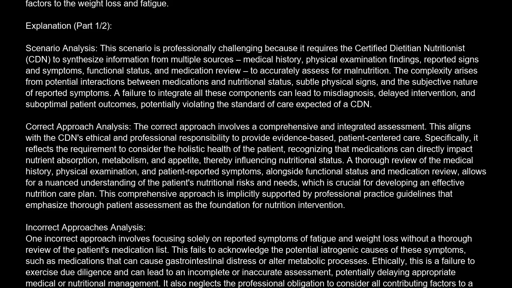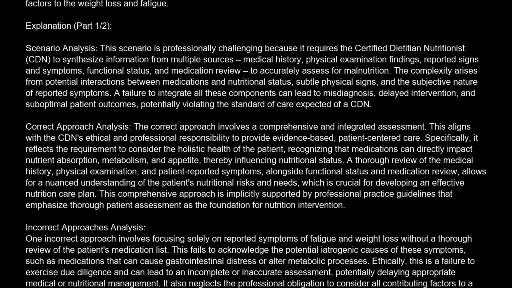Explanation. Scenario analysis. This scenario is professionally challenging because it requires the certified dietitian nutritionist, CDN, to synthesize information from multiple sources: medical history, physical examination findings, reported signs and symptoms, functional status, and medication review to accurately assess for malnutrition. The complexity arises from potential interactions between medications and nutritional status, subtle physical signs, and the subjective nature of reported symptoms. A failure to integrate all these components can lead to misdiagnosis, delayed intervention, and suboptimal patient outcomes, potentially violating the standard of care expected of a CDN.